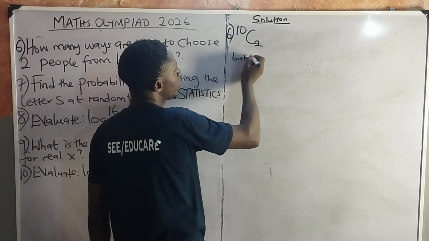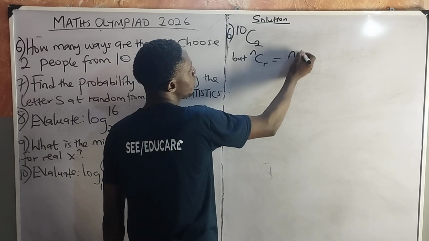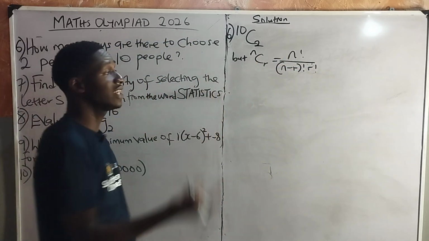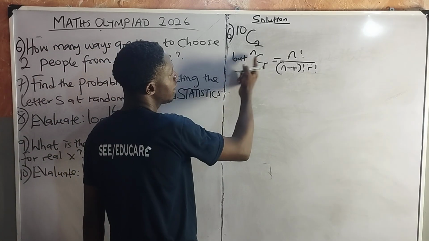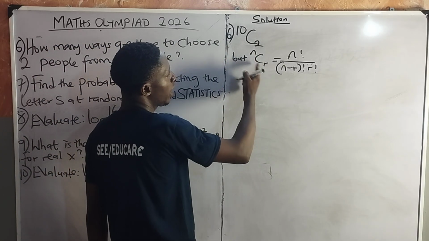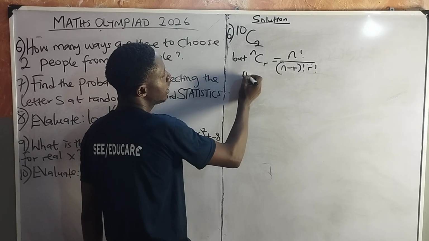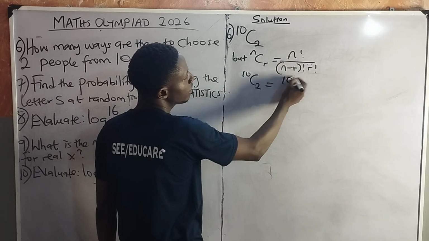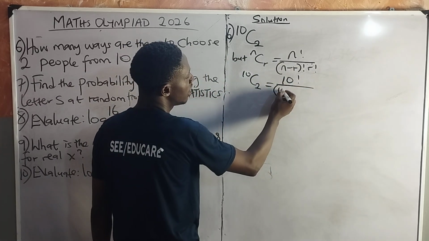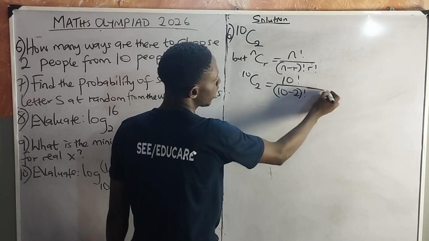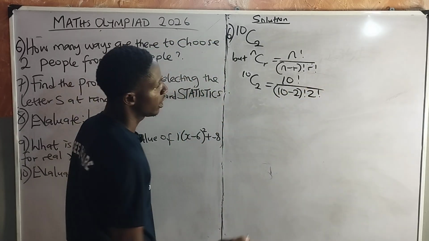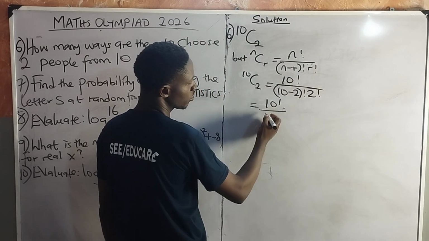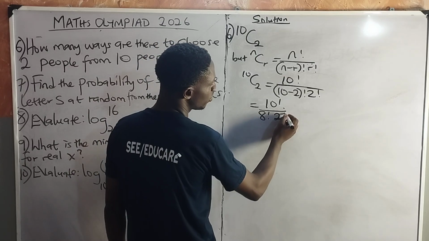When you have something like this, it is equal to n factorial over bracket n minus r factorial. So we are going to use the idea now. Our n here is 10, while our r here is 2. So let us use it. We have 10 factorial over bracket 10 minus 2 factorial, then 2 factorial, which is equal to 10 factorial over 10 minus 2, which is 8 factorial, then 2 factorial.